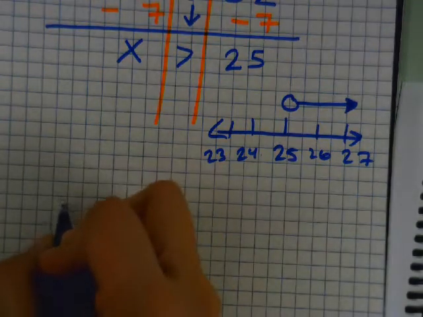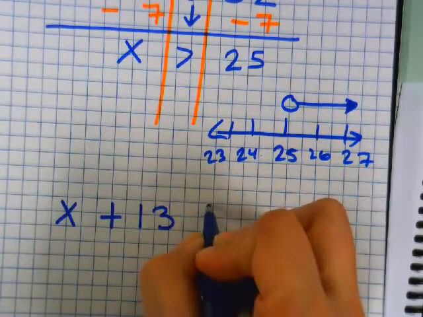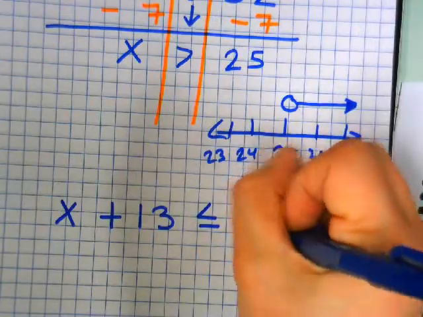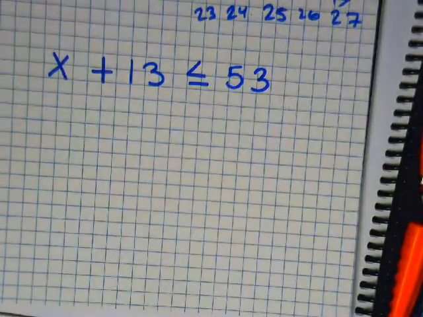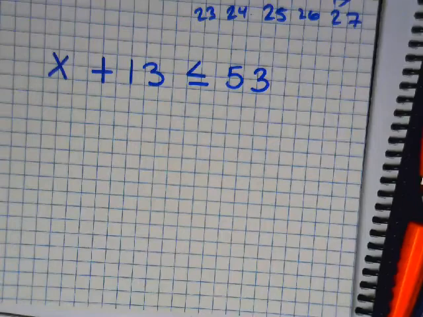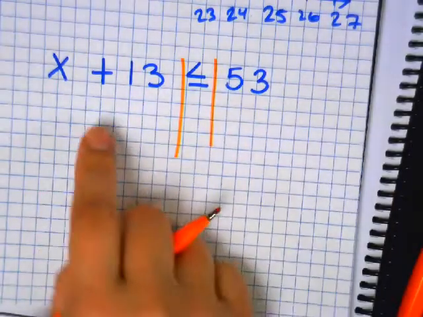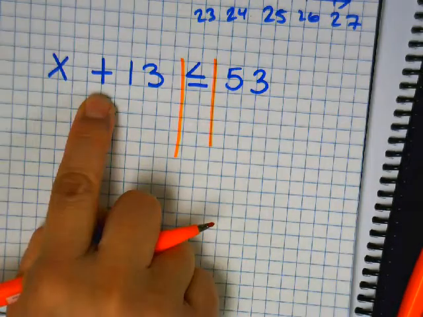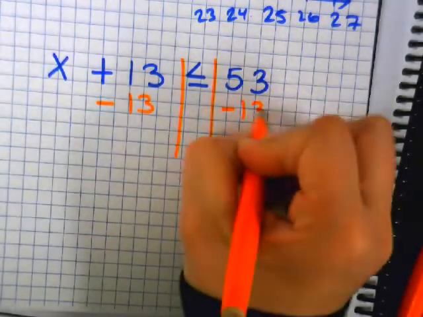All right. x plus 13 is less than or equal to 53. Okay? So your goal is to get x by itself. Your goal is to get x all by itself. So we draw our bars to keep everything separate. Because it says plus 13, what's the opposite of plus 13? Minus 13.